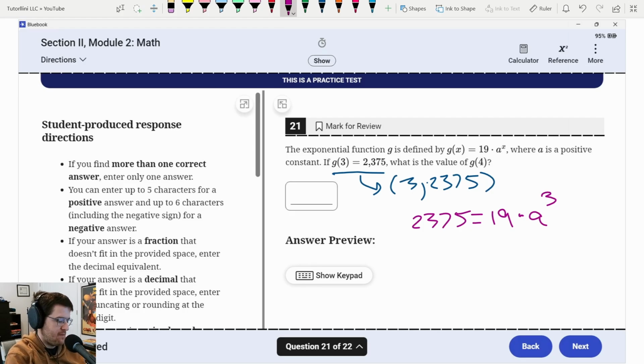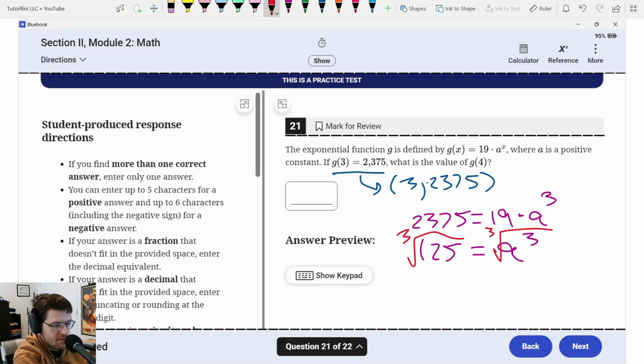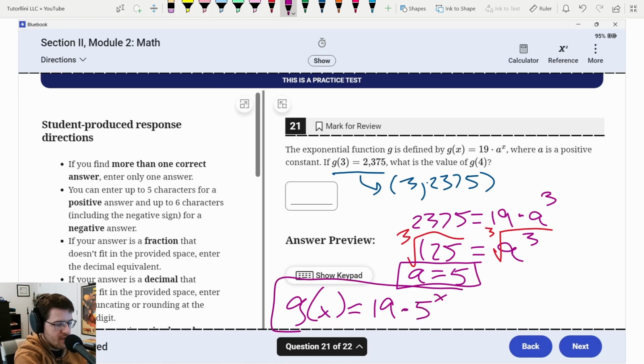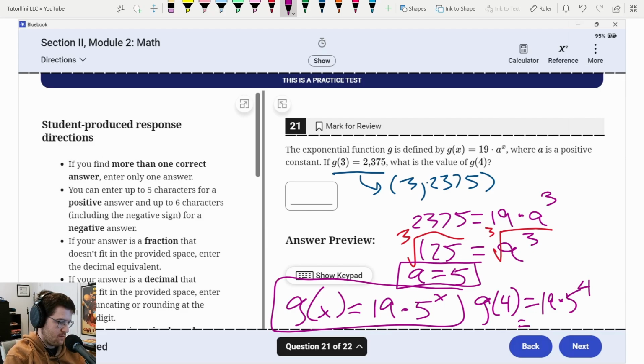Divide both sides by 19. And we get 125 equals a cubed. Now we take the cube root of both sides. We get rid of the cube. And we get a equals 5. So now we know the full equation is g of x equals 19 times 5 to the x. And we can find g of 4 just by making x 4. So 19 times 5 to the 4th. And that gives us 11875.